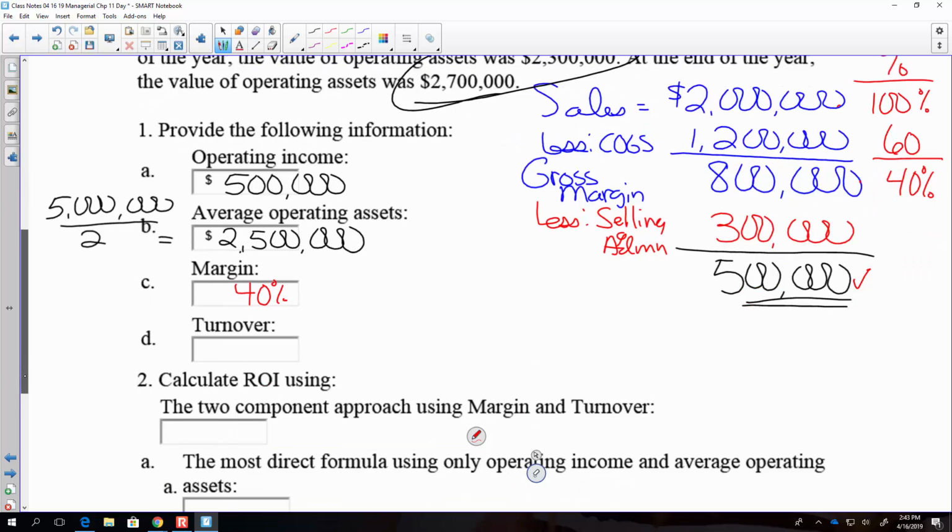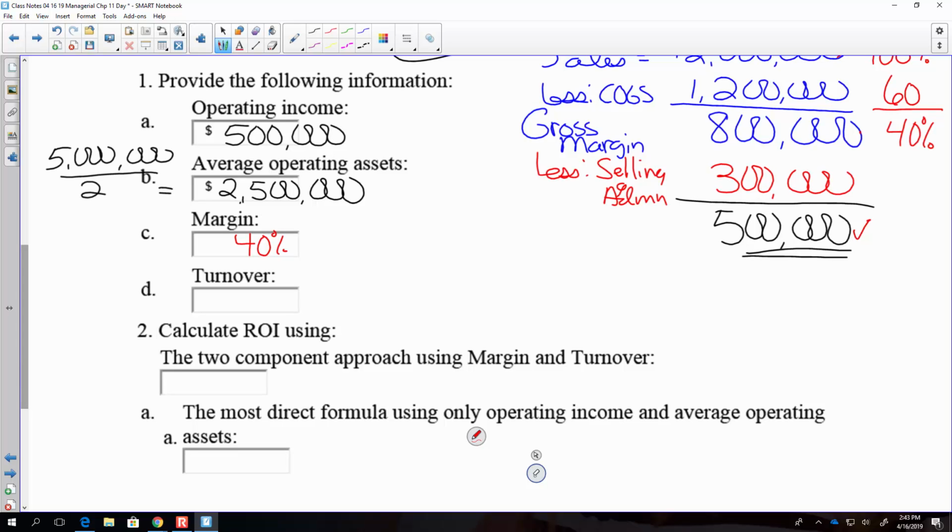So for every, I always like to do this, every dollar of sales we make 40 cents. Right? That's what that 40% means. For every dollar of sales, we make 40 cents. And again, we've covered that in a previous chapter.